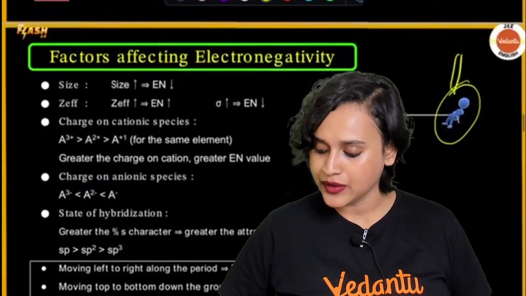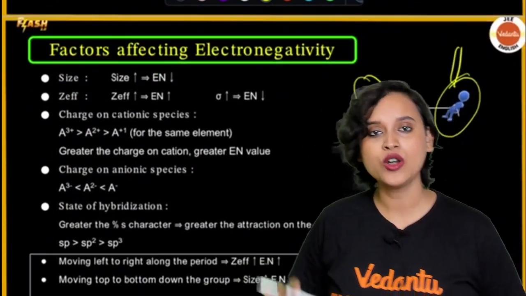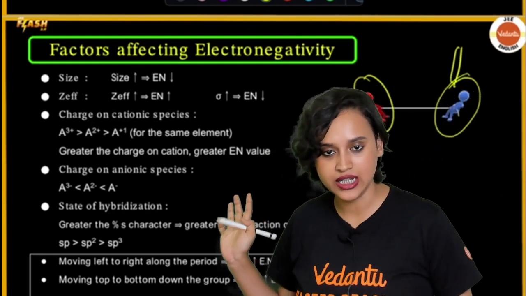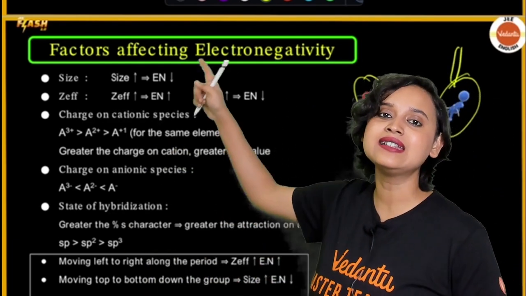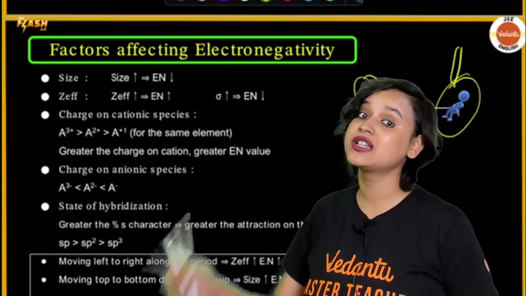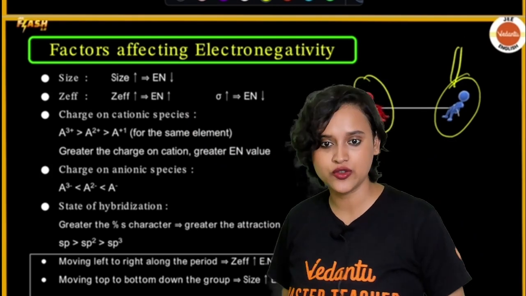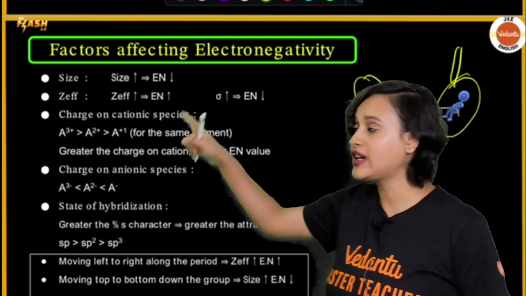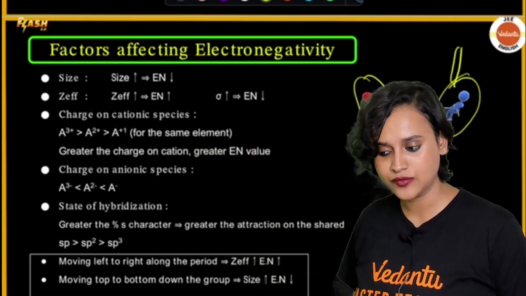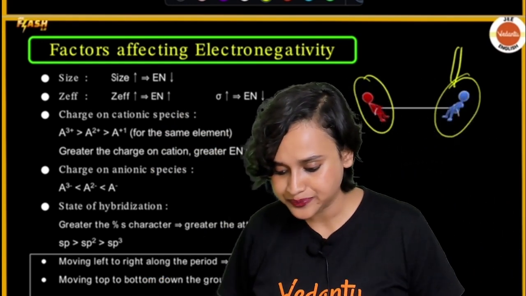But what do we know? We know that the factors that affect electronegativity are that as the size increases, electronegativity decreases. Why? Because you are farther away from the nucleus. And if the Z effective increases, electronegativity increases.